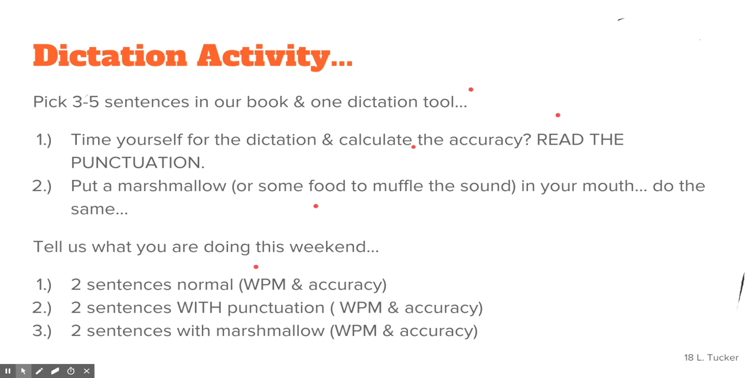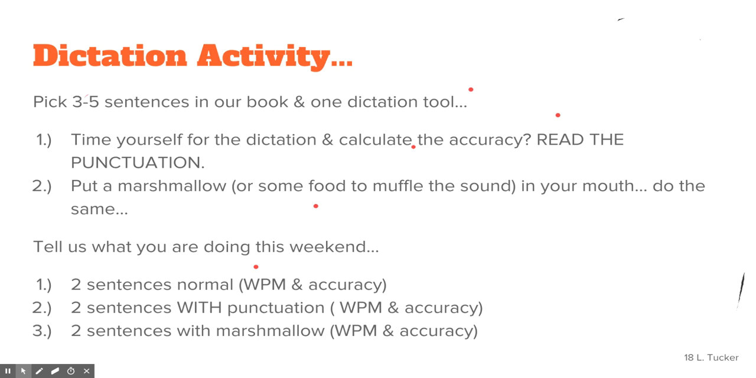So pick a dictation tool, whether you have an Android phone, you can use Android, you can use Siri, you can use Google Voice. Pick 3 to 5 sentences in our book, time yourself for the dictation, and calculate the accuracy. I want you to read the punctuation and see what that feels like. Then I want you to try to just do it muffled. So you can put a marshmallow in your mouth, put something to muffle the sound. You can even stick your tongue to the top of your roof and really just see how does that impact the accuracy, or did it? Maybe it was actually pretty accurate. So that's reading actual text.